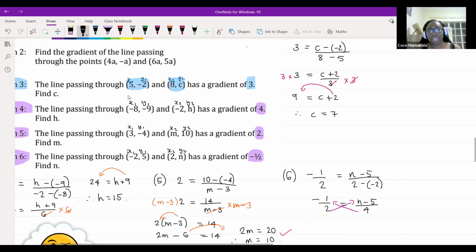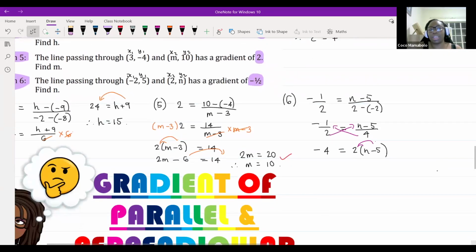So I'm going to get 4 times -1, which gives me -4. And that is equal to 2 multiplied by n minus 5, which means I must put this in brackets, n minus 5, and then I must distribute. So I'm going to get -4 is equal to 2n minus 10. I'm going to take the -10 over to the other side. It's going to become +10. So -4 plus 10 will give me +6 is equal to 2n. Divide both sides by 2, and therefore n should equal 3.